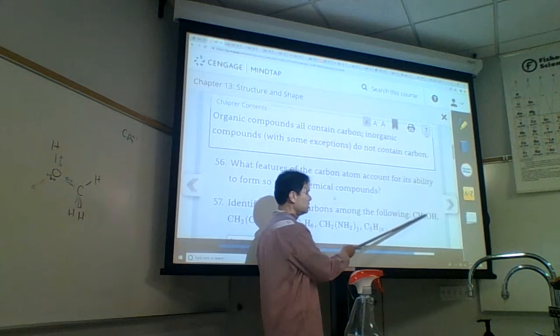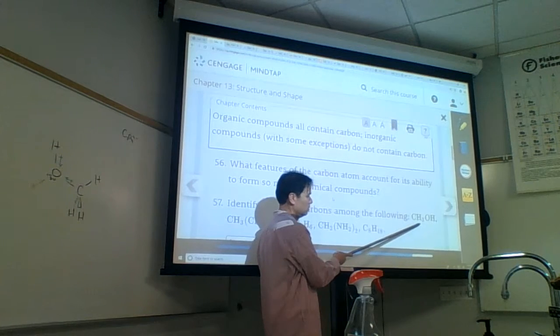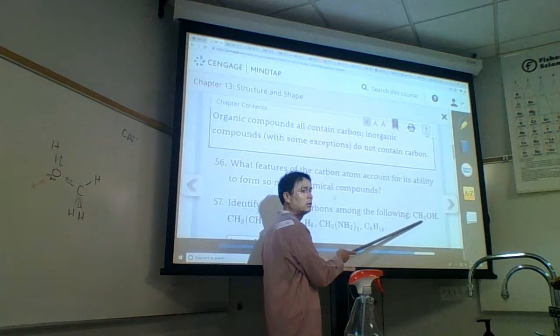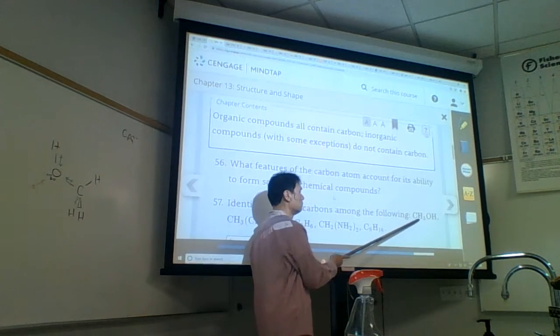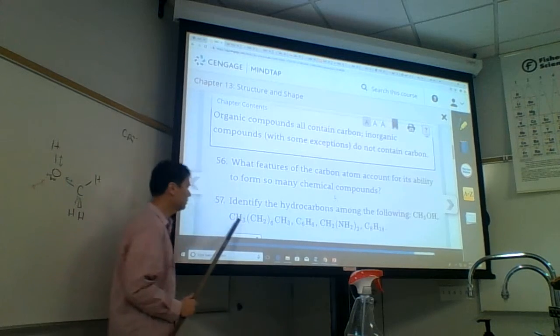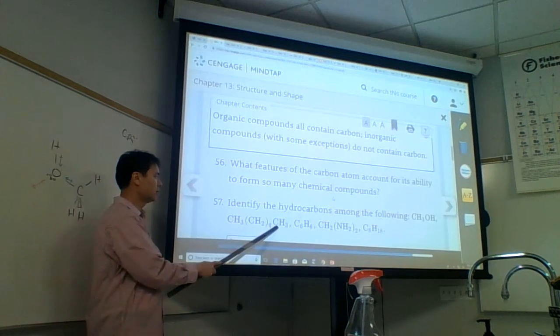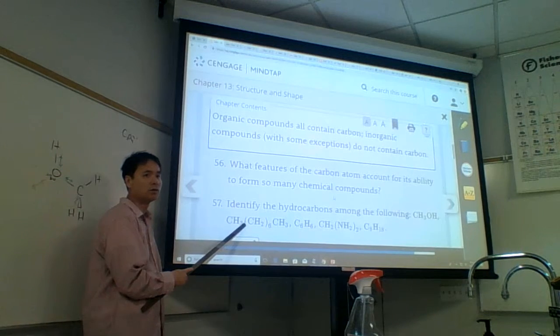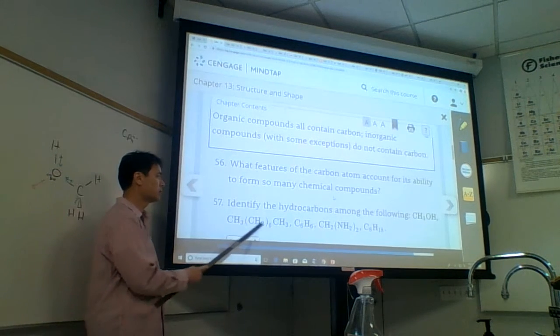Do you recognize what CH3 is called? That's methyl. This is methyl alcohol or methanol, and so this would be an alcohol. How about this? This is a compound of just carbon and hydrogen, so that would be called a hydrocarbon.